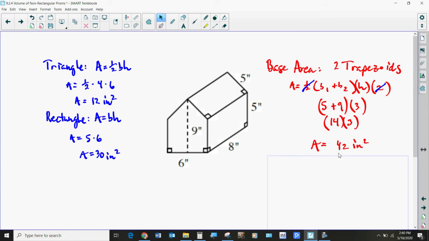Now, remember, I had canceled out the 2 with the 1/2 in the formula, which is why I'm not doubling this and making it 84. Had I not doubled it yet and just taken half of 42, this would have been 21. So this one is 21, then I would double it and make that one 21 as well. So the combined total is 42 square inches. Okay, so I've done it both ways. Both of them give me the same base area of 42 square inches.